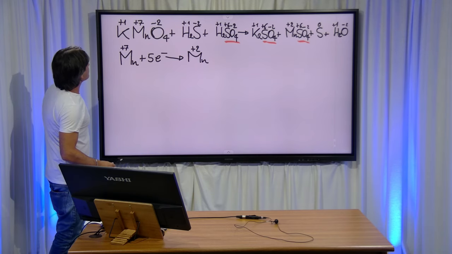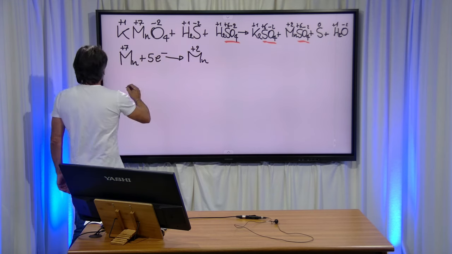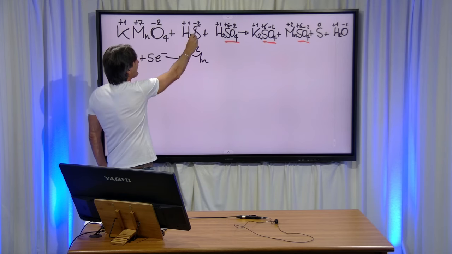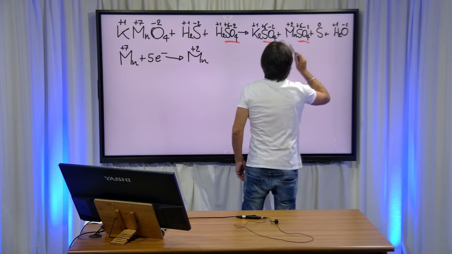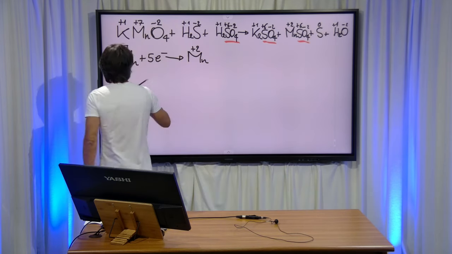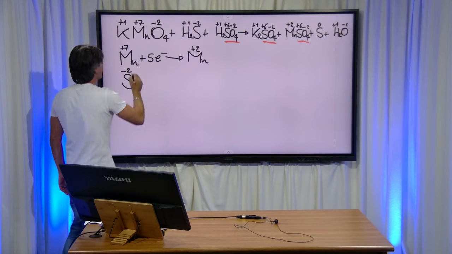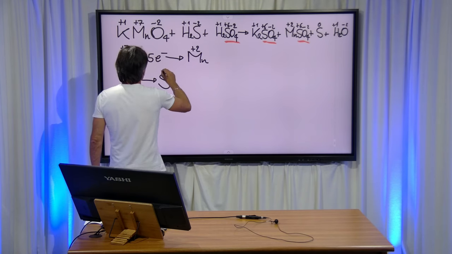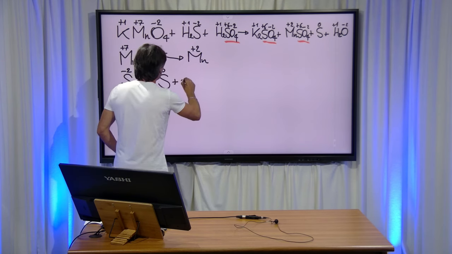Then, I can see that sulfur changes its oxidation number from minus two to zero. Sulfur minus two becomes sulfur zero, losing two electrons.